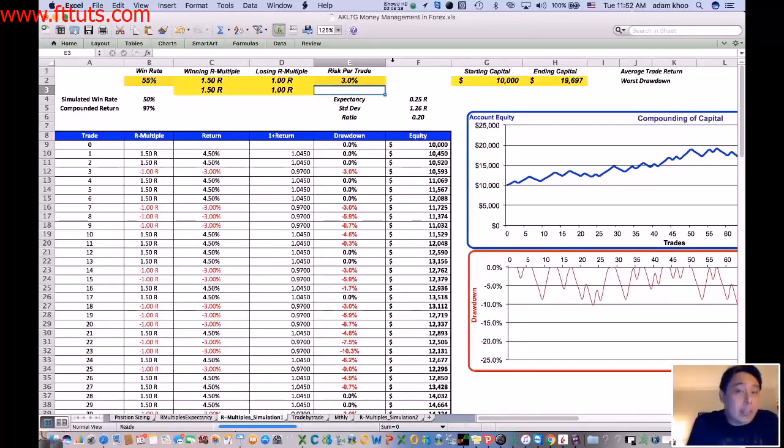So that concludes this section on position sizing, risk management. So let's go on to the next section.